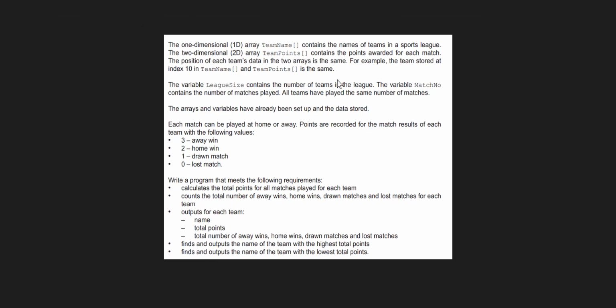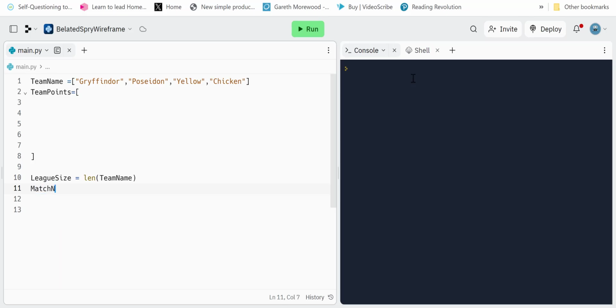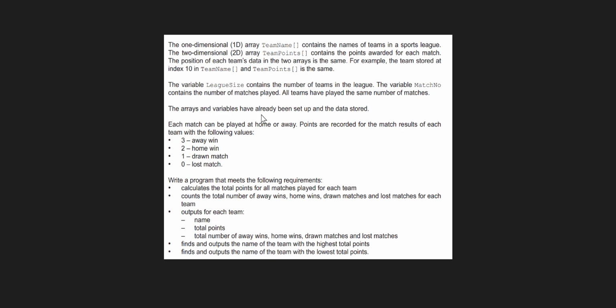We've also got a variable called match number, which is how many matches the teams have played. So let's say 3 matches. So if that's the case, in here, this is going to be Gryffindor's information. This row is going to be for Team Poseidon. This row is going to be for Team Yellow. And this row is for Team Chicken. So every team has played the same. Where did it say that? I know it's somewhere. All teams have played the same number of matches, which is 3.